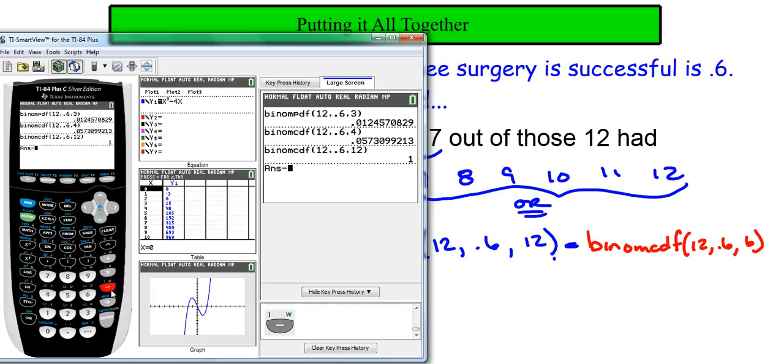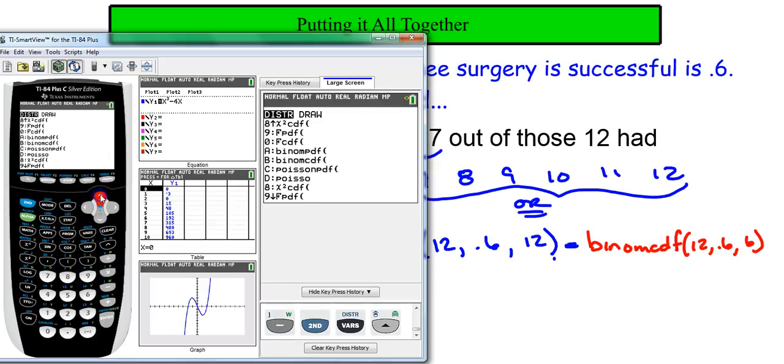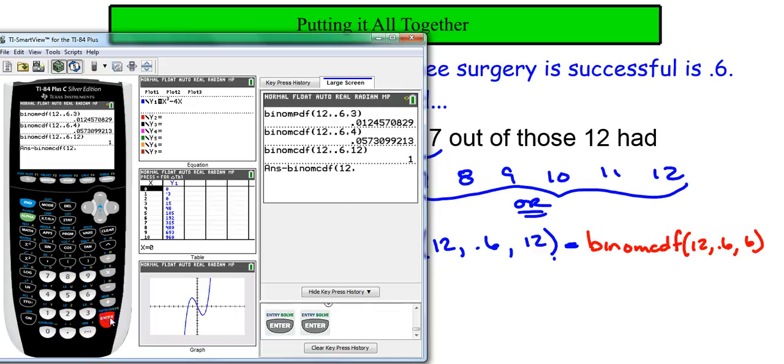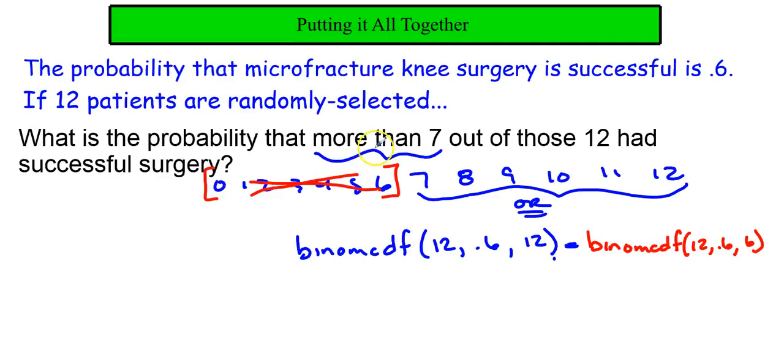And then I can subtract that from binomial CDF up to 6. So 12, 0.6, and then I only want 6 successes in this particular case. So that'll plug that in there. I've got 1 minus that particular probability, and I get 66.5%. That's the probability that I get 7 or more.